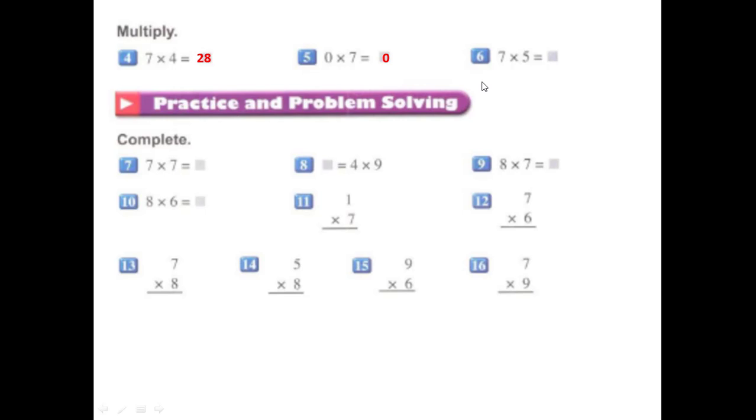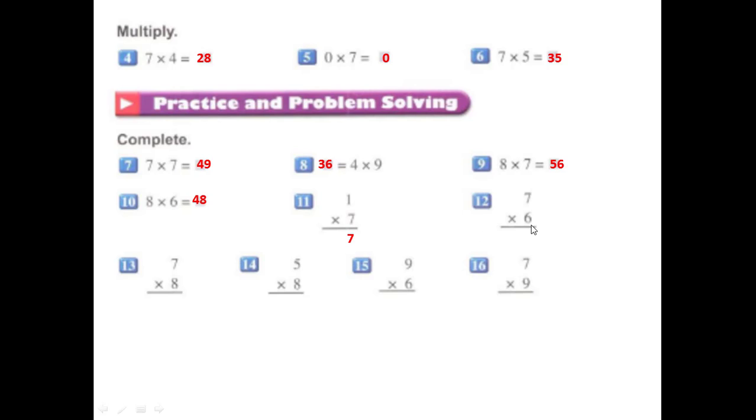7 times 5 is equals to 35. 7 times 7 is equals to 49. 9 times 4, 36. 8 times 7, 56. 8 times 6, 48. 1 times 7, be careful, 1 times every number is equals to the original number. That means it's equals to the 7.